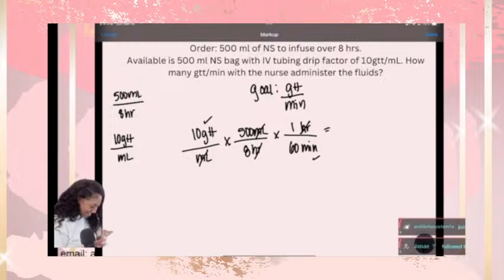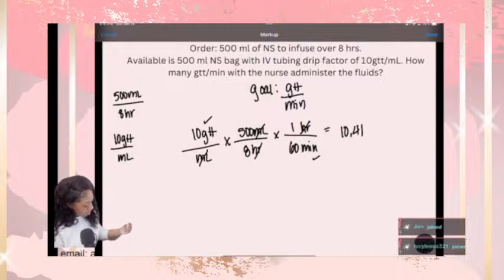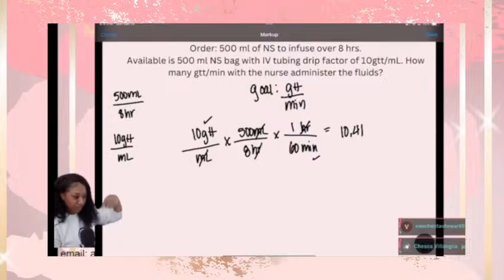10 drops times 500 divided by 8 divided by 60. So 10.41. But we can't give 0.41 of a drop. You can either give 1 drop or you don't give a drop at all, right? You ain't never seen your faucet dripping and you're like, oh, that's a half a drip, quarter drip, whole drip. No, it doesn't work like that. So you're going to have to round.